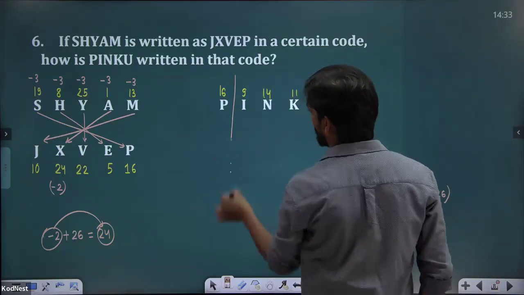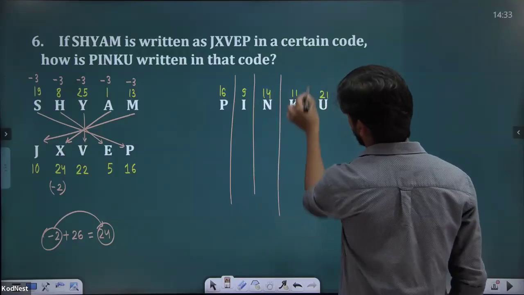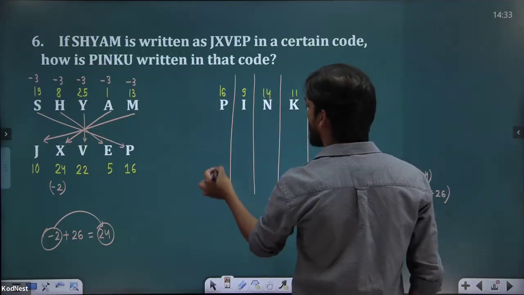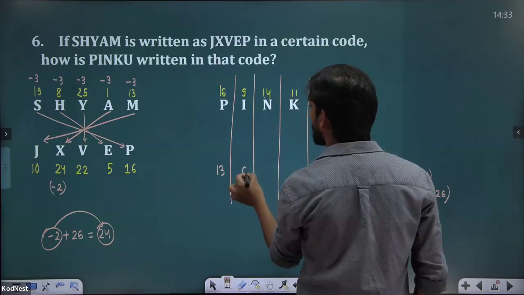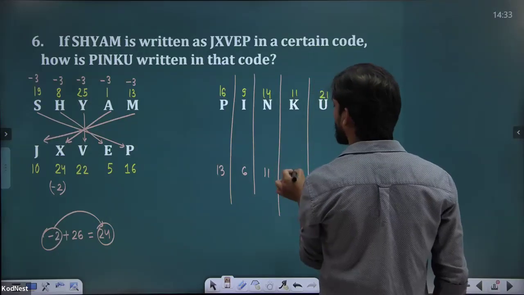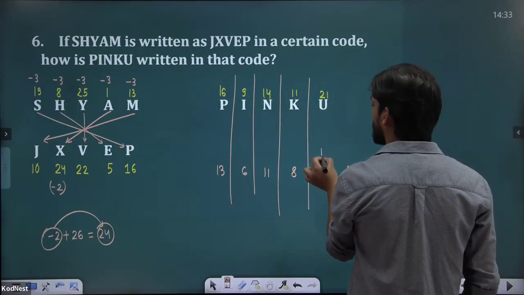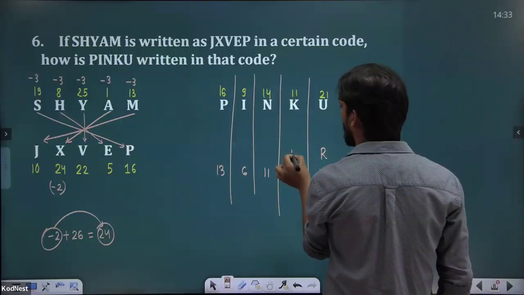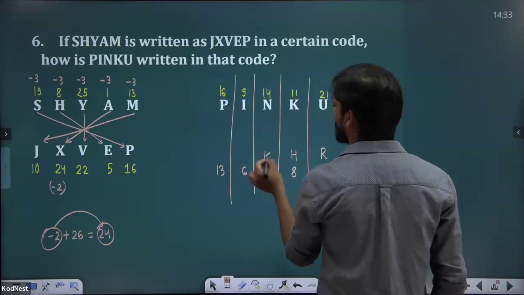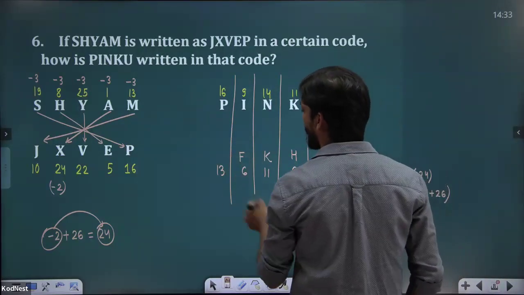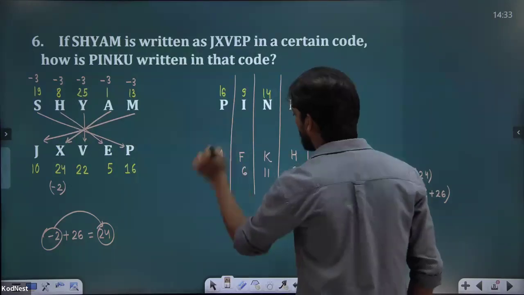All right. So carefully see. 16 minus 3 is 13. 9 minus 3 is 6. 11 minus 3 is 8. 21 minus 3 is 18. This is right to vote, this is height, this is Kelvin. This is 6. So fix and middle letter 13.